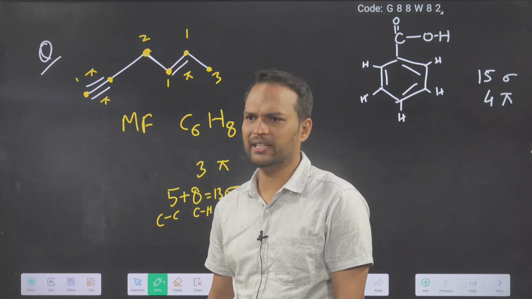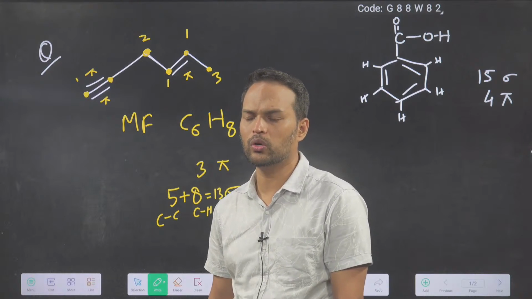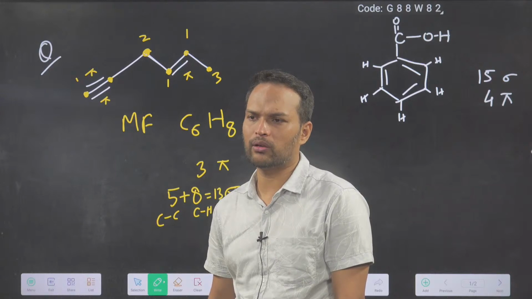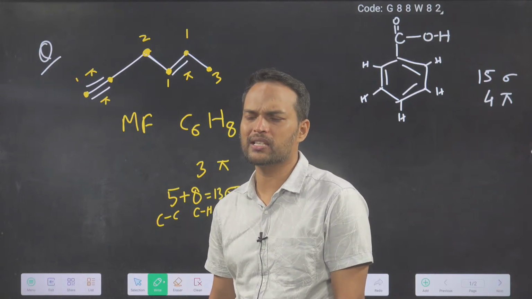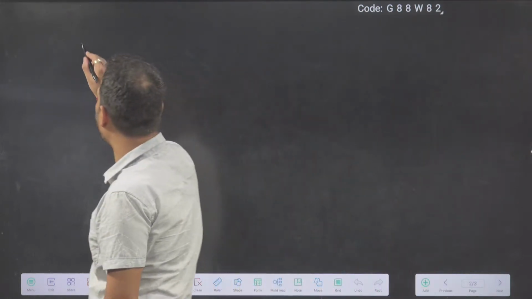And objective questions, syllabus they have given. Syllabus is that thing only which we have taught you. That is bond line structure and all. Sigma and pi bond calculation. And there is one more topic: degree of carbon and hydrogen.